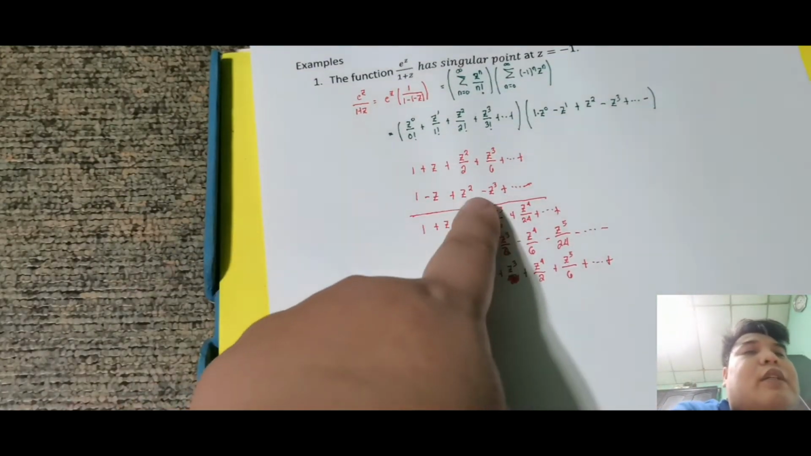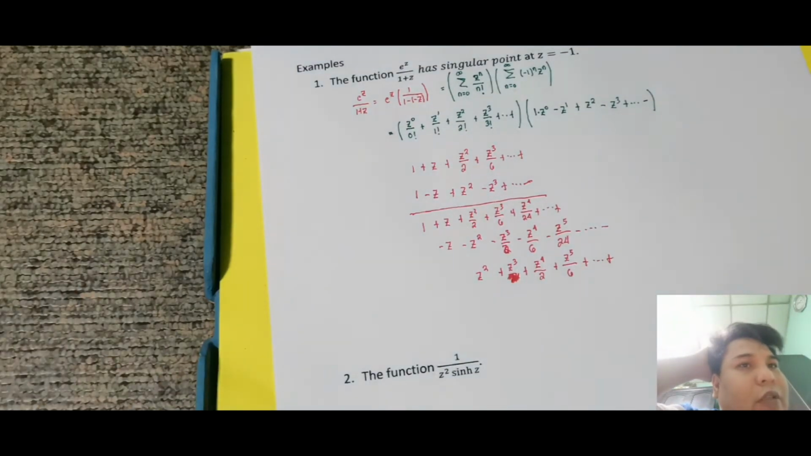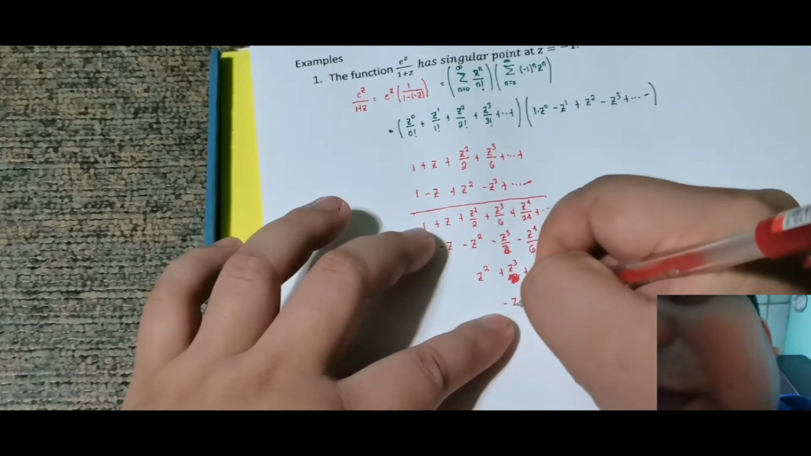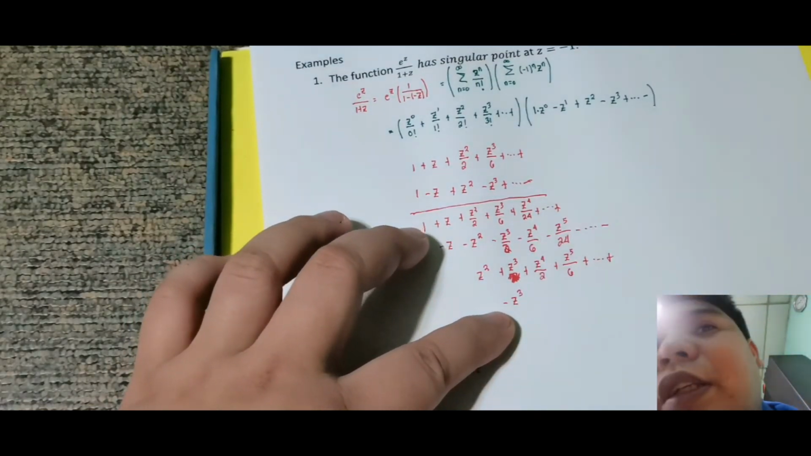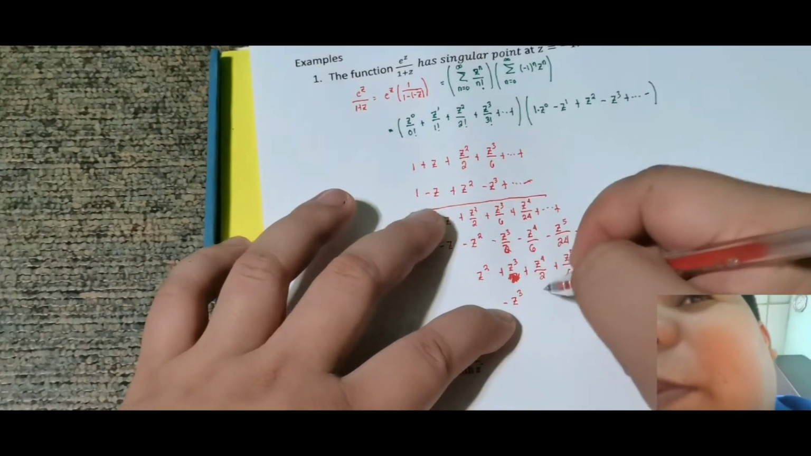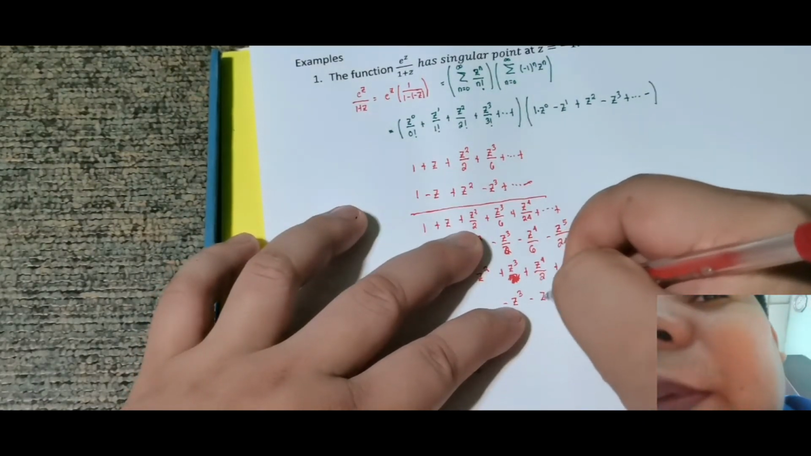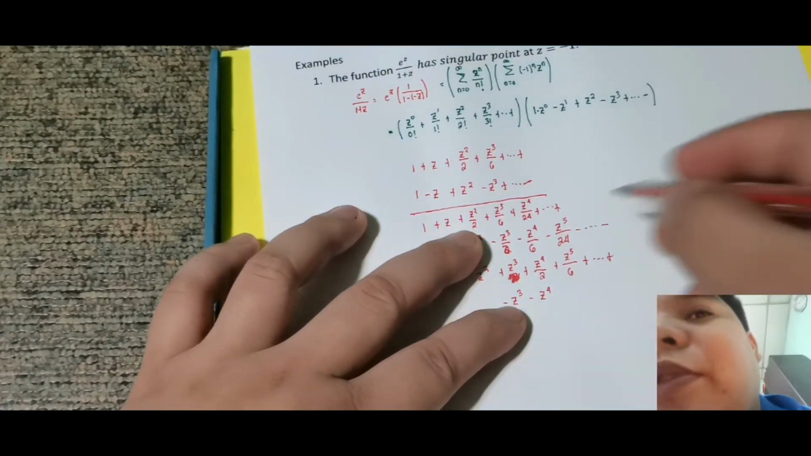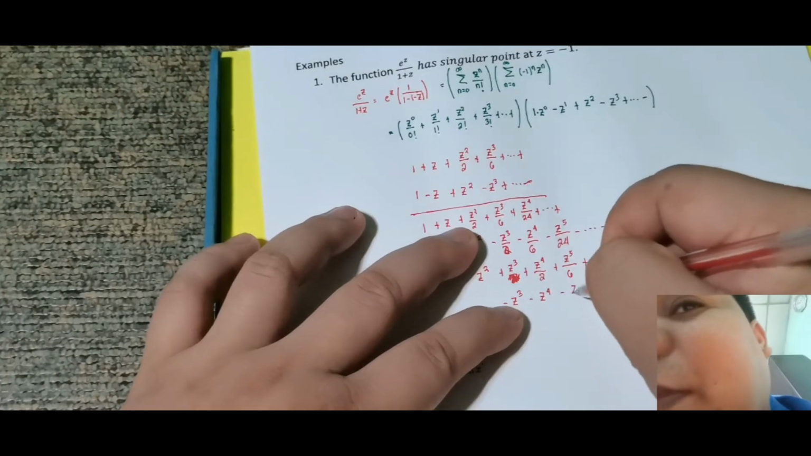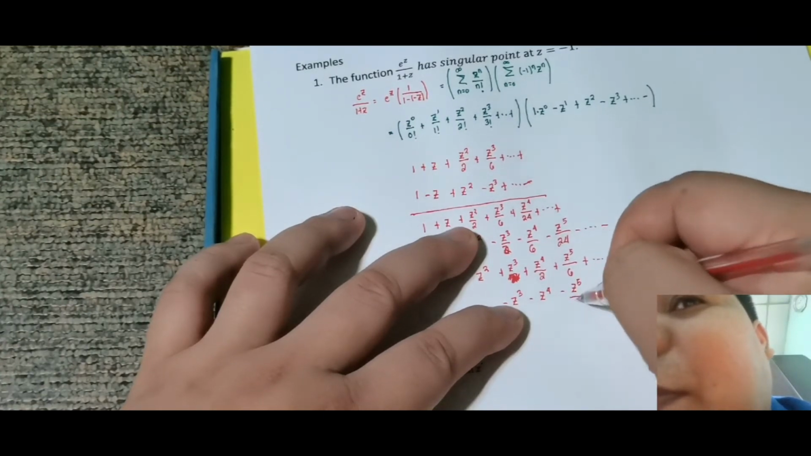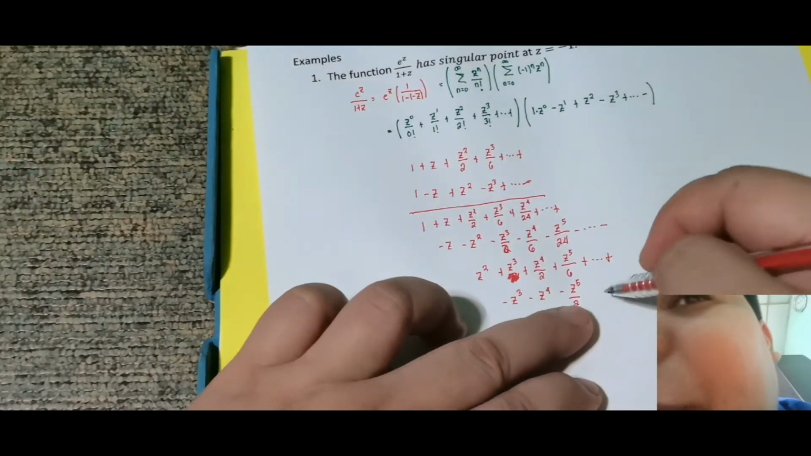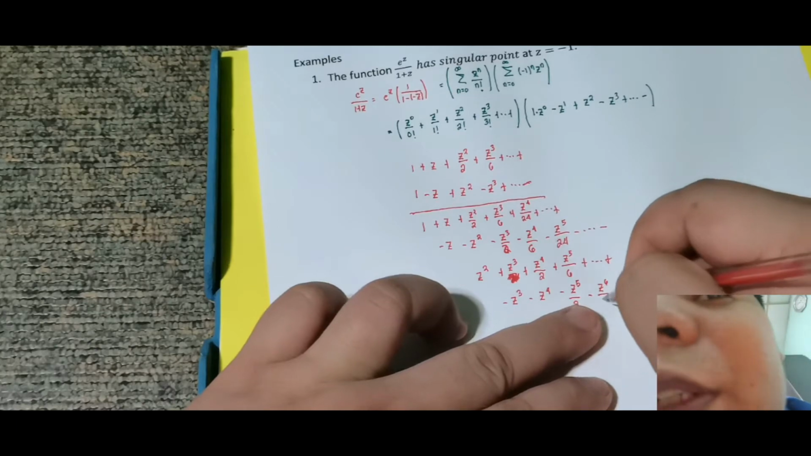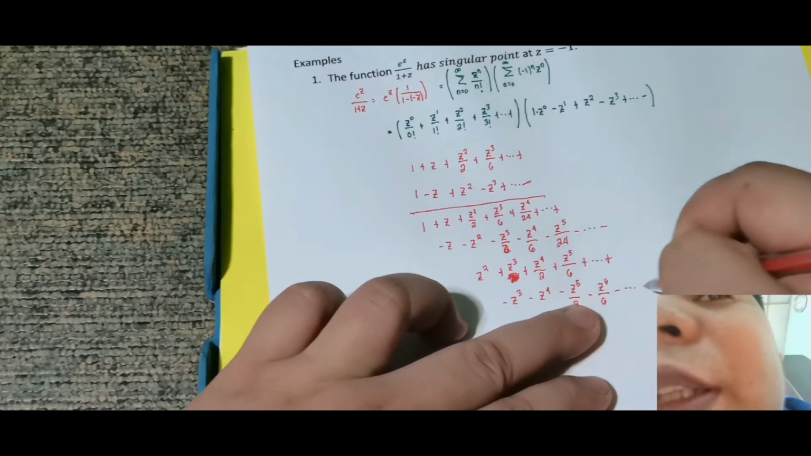Okay, last, negative z cube. Negative z cube times 1, so tapat lang. This is negative z cube. Okay, then negative z cube times z is negative z to the fourth. Okay, negative z cube times z squared over 2 is negative z to the 5 over 2. Then negative z to the 6 over 6. Then minus that minus.